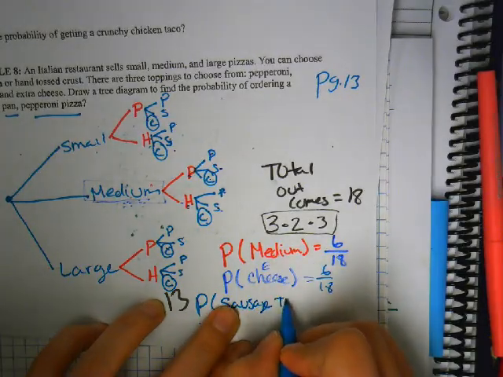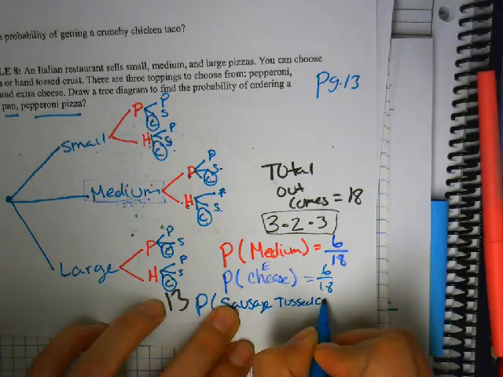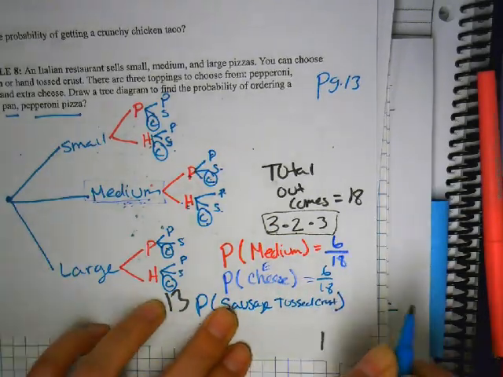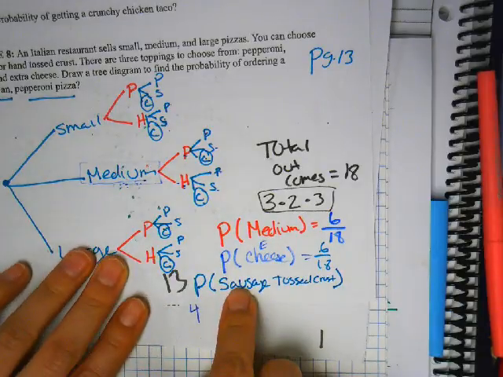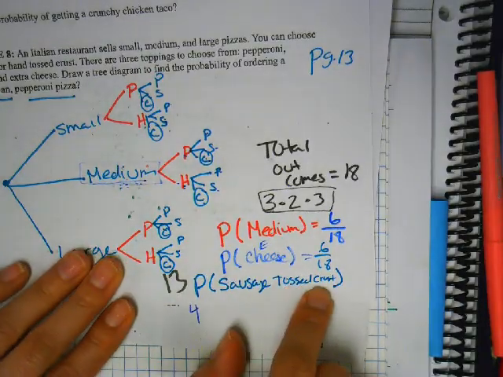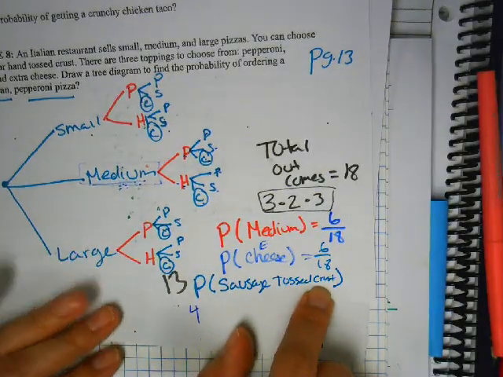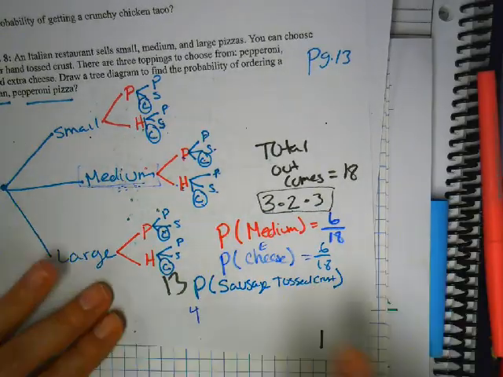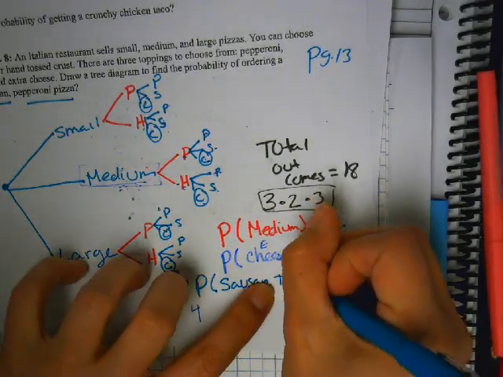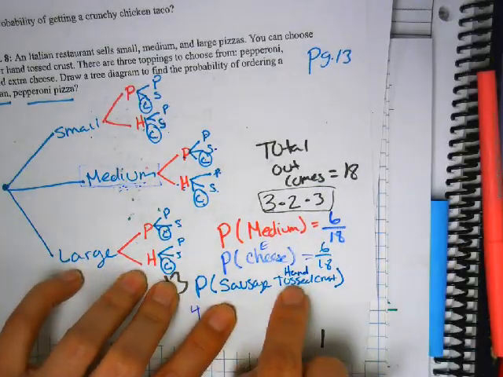Okay, now the hard one would be, what's the probability that I will get a sausage hand tossed crust? What's the probability of sausage tossed crust? Which one's a tossed crust? It's the hand tossed, sorry. Hand tossed crust.